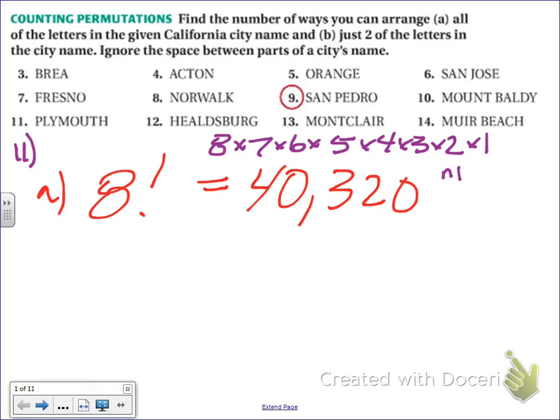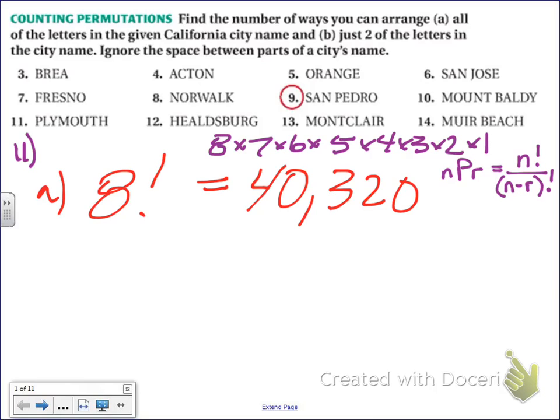nPr equals n factorial, so however many options I have, divided by the number of options minus the number I'd like to choose, factorial. Okay, so n represents the number of options I have. r is the number I want. r is the number I'd like to choose out of my options. So n always needs to be the bigger number because r is the number I'm choosing from that number.